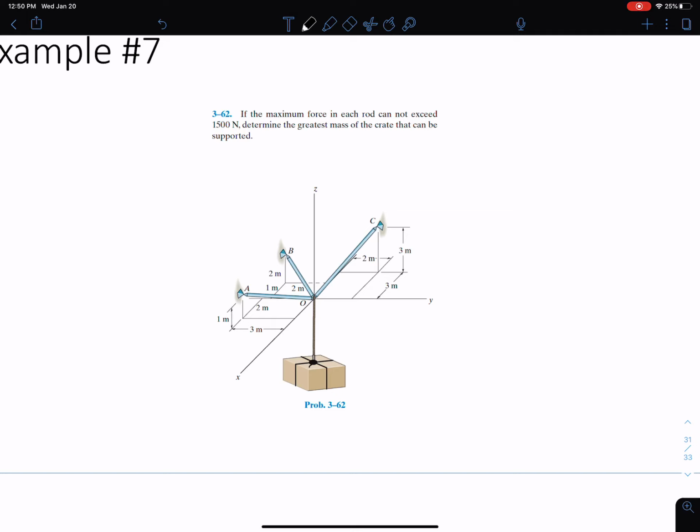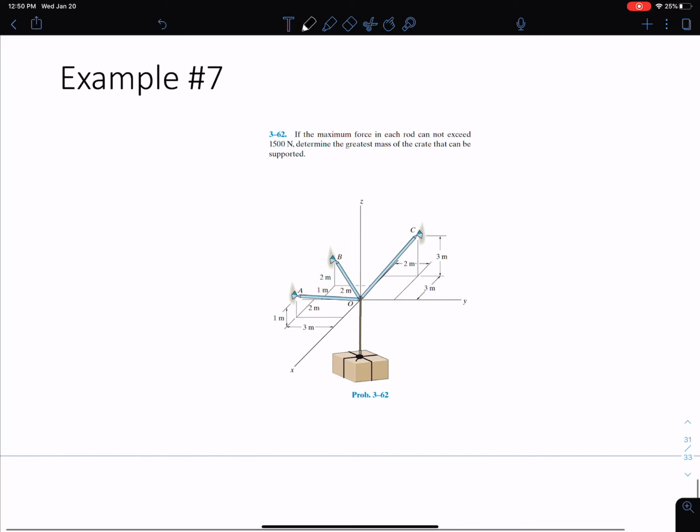So this is the same problem as we did before. The only difference here is that, one, we haven't already done an analysis to see what our max force would be, which one of these would have the max force. And the second thing is this is now a 3D system. Okay, so those are the big differences here. So the first thing we're going to do is let's draw our FBD.